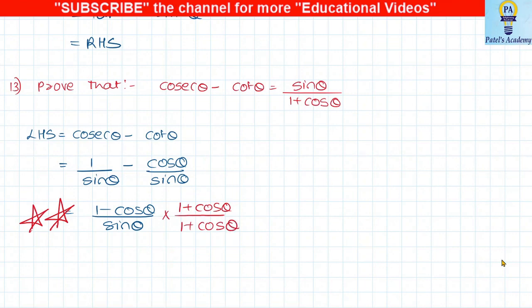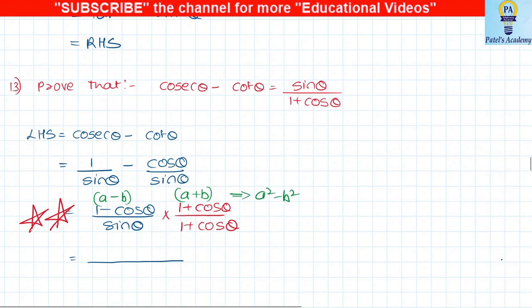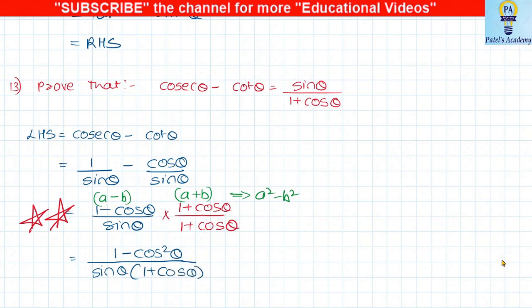Now, let's see the next step. In the numerator, we have a plus b, a minus b. See this, I'm writing the identity. A minus b is the first bracket, a plus b is the second bracket. So a plus b, a minus b is nothing but a square minus b square. So what I'll get is 1 square, which is 1, minus cos square as it is. Now, the denominator, I'm not going to open the bracket. I'm going to keep it as it is. Don't do anything in the denominator. Why? Two more steps and you will come to know.